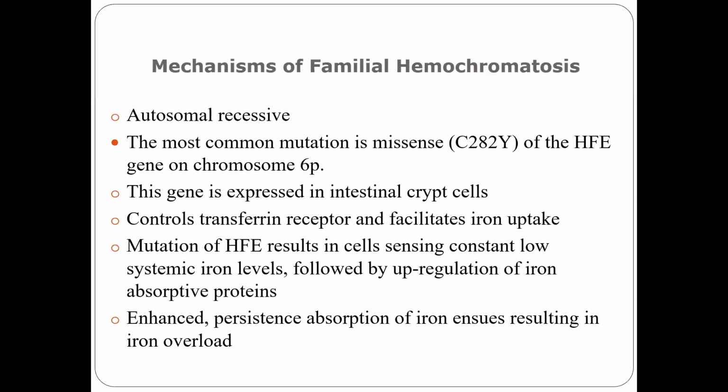So what you have here is that this gene is mutated. And as a result of that, it's a sensor gene. As a result of that, it keeps sensing low systemic iron levels. And as a result of that, there is upregulation of iron absorptive proteins. And as a result of that, there will be absorption of so much iron. And this so much iron is going to be deposited pretty much all over the body. The most common mutation affecting this gene is a missense mutation, the C282Y. Make sure you know that.